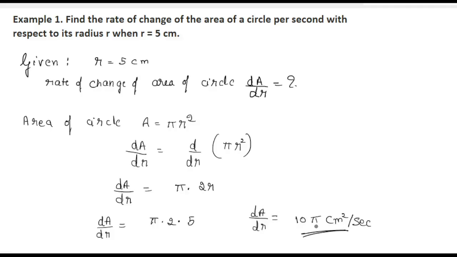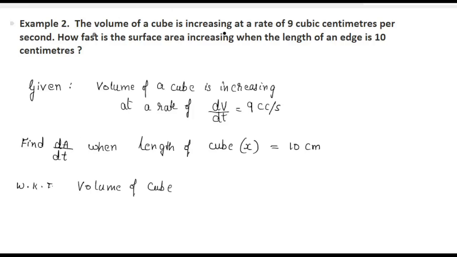We'll go to the next question. Example 2: The volume of a cube is increasing at a rate of 9 cubic centimeters per second. How fast is the surface area increasing when the length of an edge is 10 centimeter? So what is given? The rate at which the volume of a cube is increasing, that is dV by dt equals 9 cubic centimeters per second. How fast is the surface area increasing? That is dA by dt, the rate of change of surface area when the length of the edge is 10 centimeters. So we need to find dA by dt.